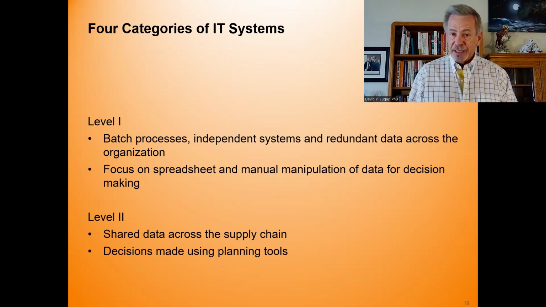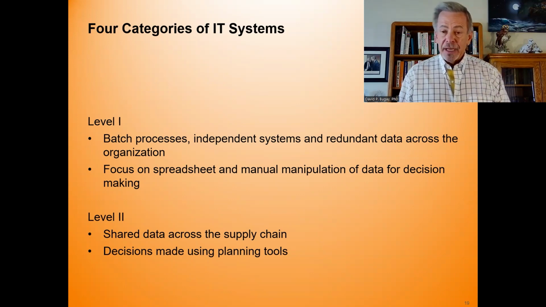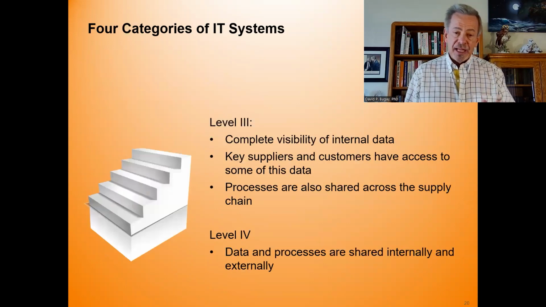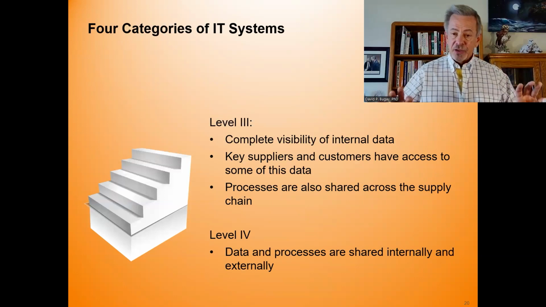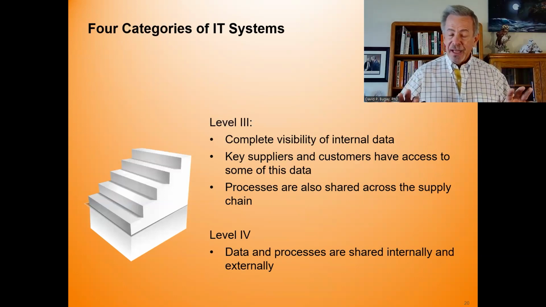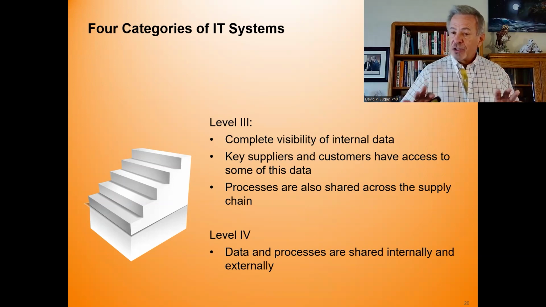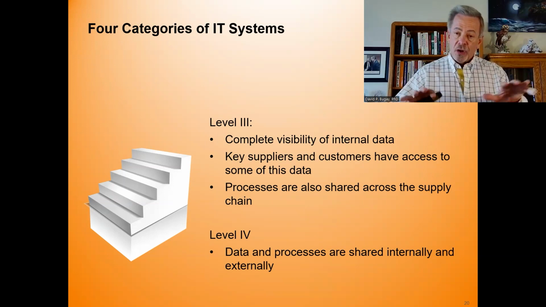Don't be subject to it because of the fact you decided not to put money into it. That is about the most foolish thing you can do today in our type of economy. Level three is complete visibility of internal data. There are some great illustrations in our text about that, about how you're sharing different aspects, and you'll have a reduction overall between inventory at all levels.